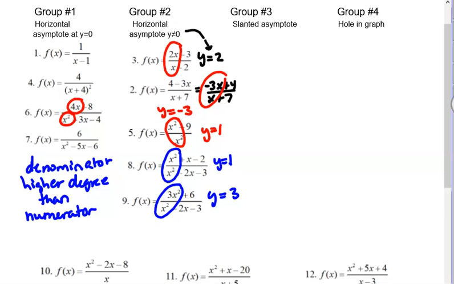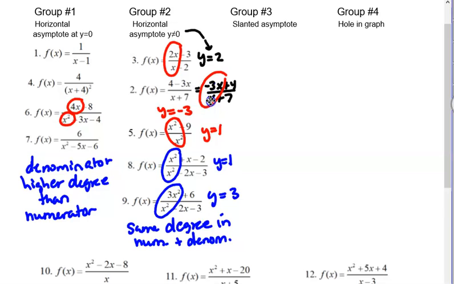In group number 2, where we have a horizontal asymptote that is not equal to 0, in every one we have the same degree in the numerator and the denominator. I'm just going to abbreviate those, numerator and denominator, like this. So to find the horizontal asymptote, you take the highest degree term and you just divide those, and whatever you end up with is going to be the asymptote.